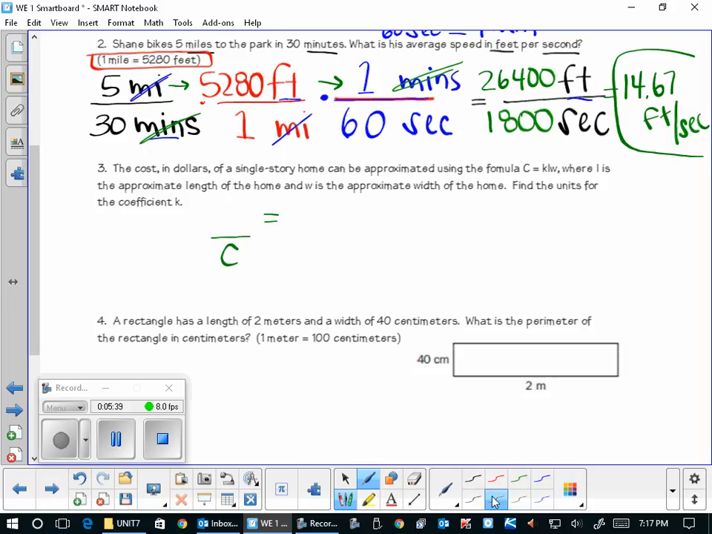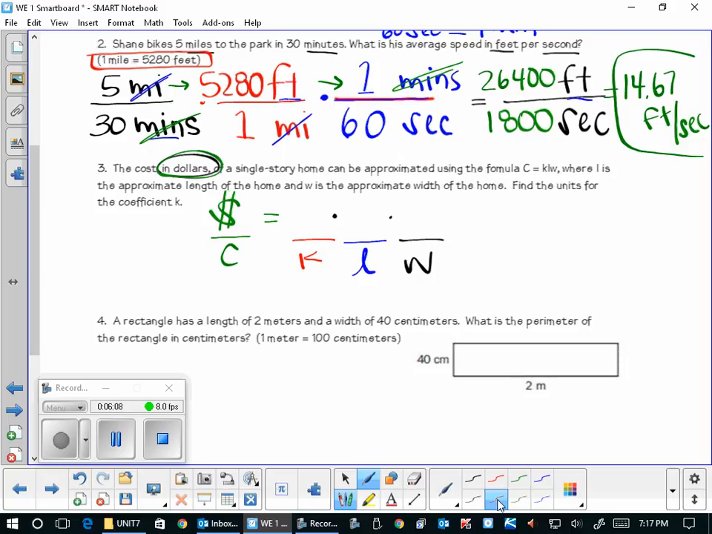equals K L W, right? And this is all multiplication here. So C equals KLW. Well, what is C? C is the cost in dollars. So I'm going to just put a money symbol there. So the units for C is dollars.